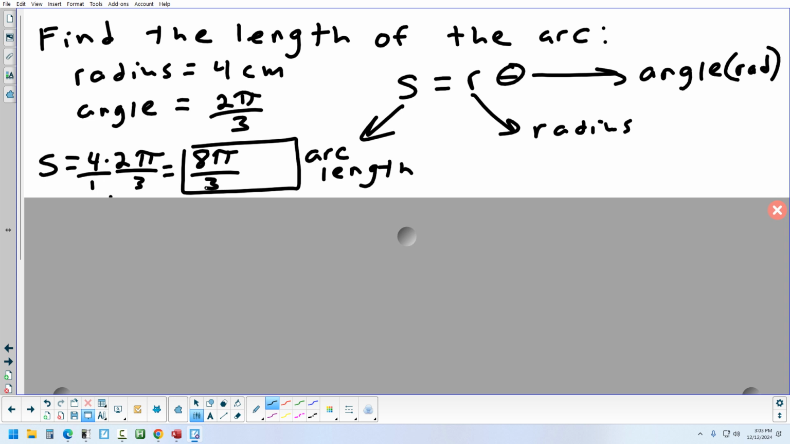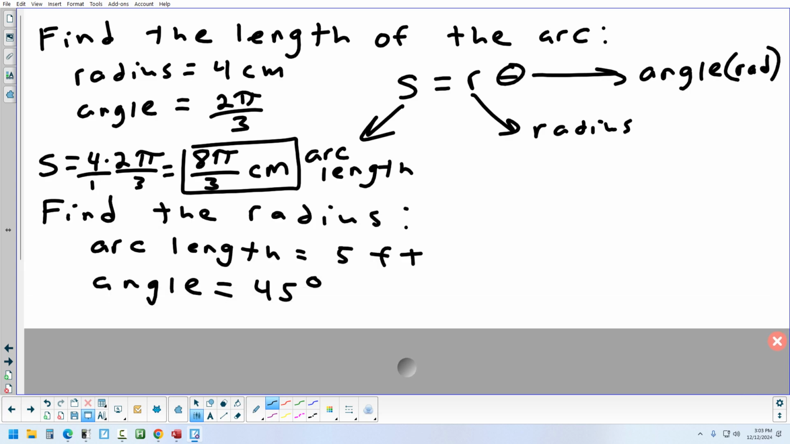And we need a label on that. What did we just find? The length of the arc. Yep. And in this problem, what unit did they use to measure length? Centimeters. So centimeters was the unit of length in that problem. So they'll always give you 2 out of 3 of the variables, and you have to solve for the one you don't know.